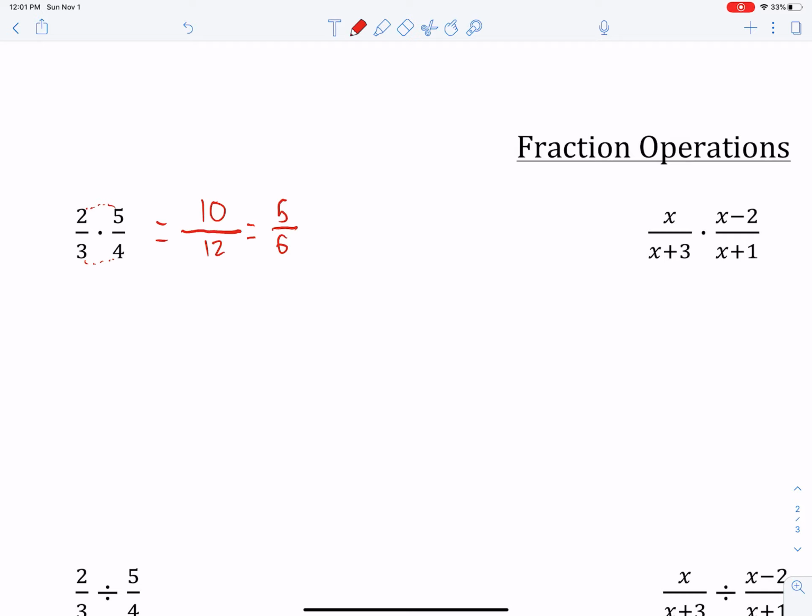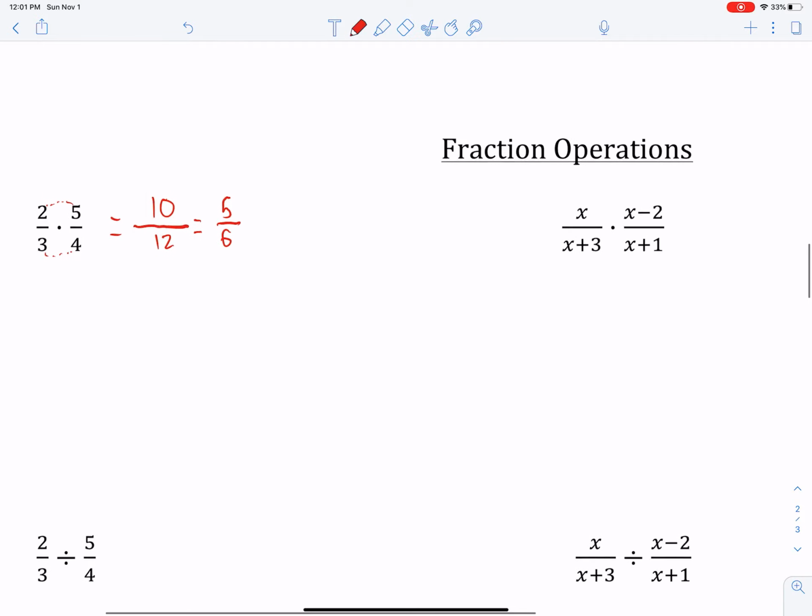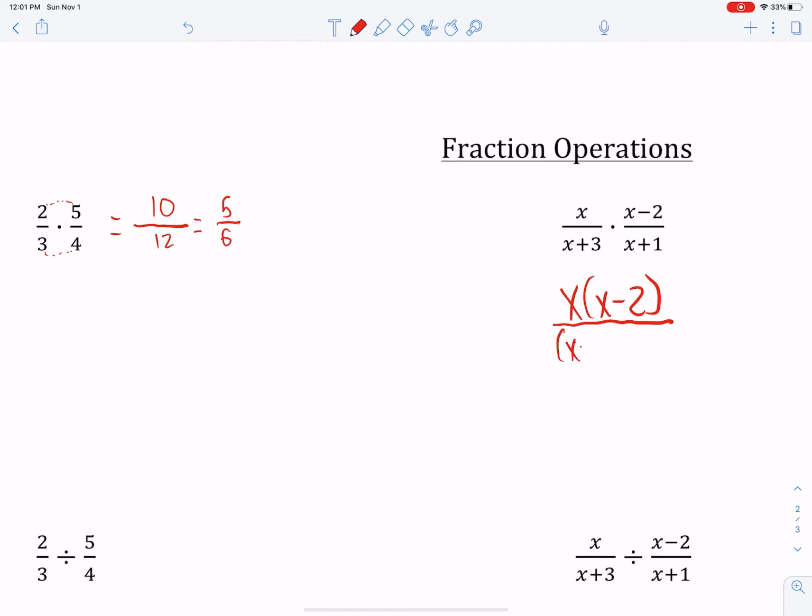Well, let's say we had the fractions x over x plus 3 times x minus 2 over x plus 1. When you're multiplying fractions, you multiply the top parts. So we would have x times x minus 2. Then we multiply the bottom parts, x plus 3 times x plus 1.